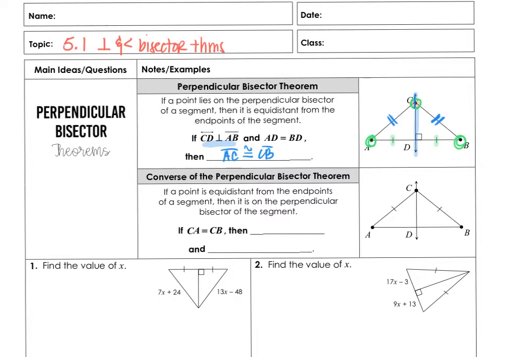The converse of the perpendicular bisector is also true. If a point is equally distant from the endpoints of the segment, then it must be on the perpendicular bisector. So this is helping us prove that CD is the perpendicular bisector of AB. Because CA is equal to CB, then we can say that CD is perpendicular to AB, and we can say that AD is congruent to DB. Okay, lots of good stuff here.